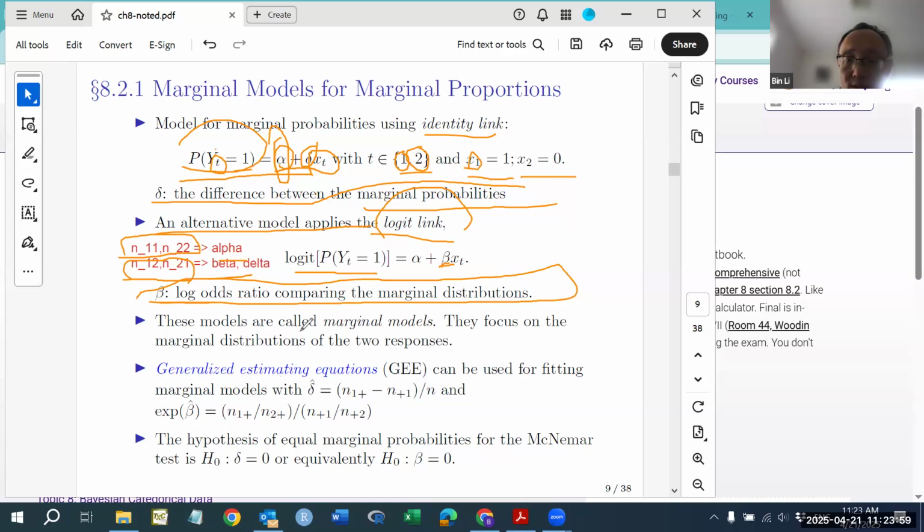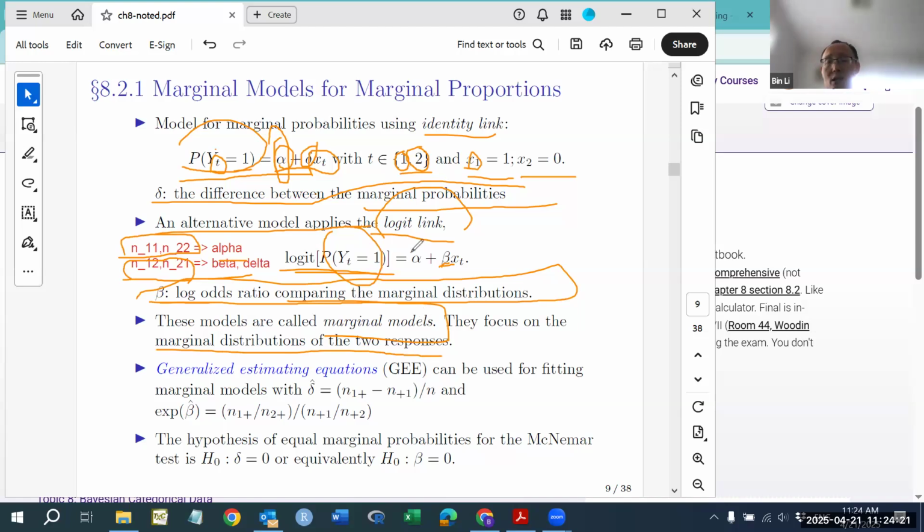Okay, so these methods are called marginal models. Why is it called marginal models? Because these only focus on what? Yt equals 1, that's the marginal probability. So they only focus on the marginal distributions of the response.